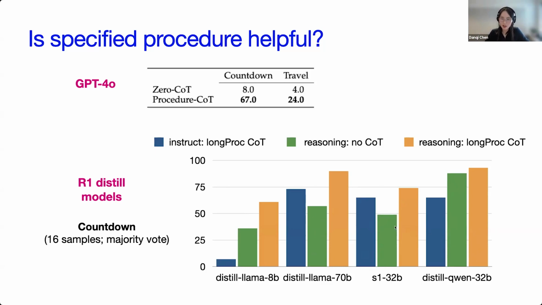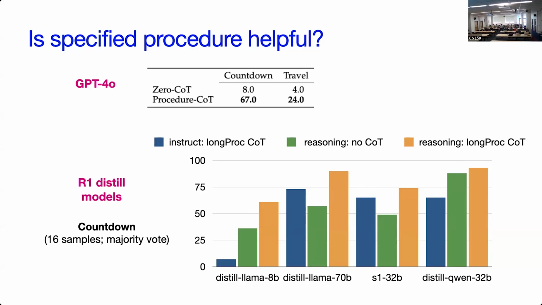If we don't give the model the procedure to execute, the model can actually do pretty well, coming up with a search procedure to solve this problem. But if we still give the reasoning model the pre-specified procedure, like reasoning models plus the LongProc chain of thought, we found that the yellow bars are still better than the green bars here. That means the reasoning models still benefit from this kind of pre-specified, task-specific procedure, but they are already very capable of coming up with their own procedures to solve tasks like countdown and travel planning.